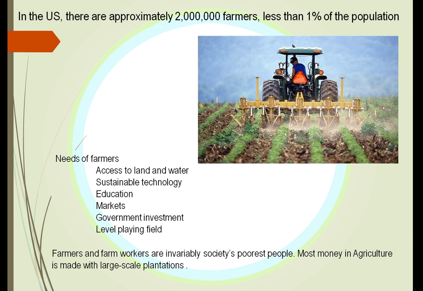We need to do something for the farmer. We need to allow them to get to their land easier. We need to teach them about sustainable technology. We need the government to invest in them. We need the small farmers to be treated just like the large farmers and be allowed to make the same type of profit.